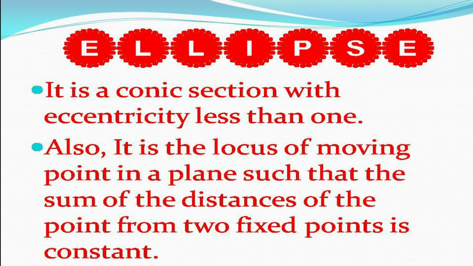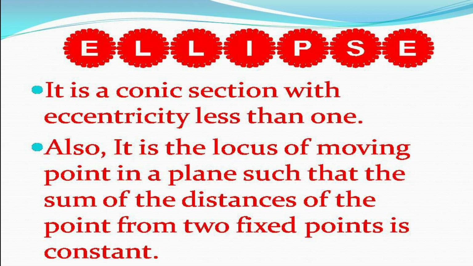In this video, I'm going to share some tips and tricks about ellipse. Okay, I'll be solving some problems also. So let's first start with the definition of ellipse. So ellipse is a conic section with eccentricity less than 1. In case of ellipse, the eccentricity is less than 1, smaller than 1.